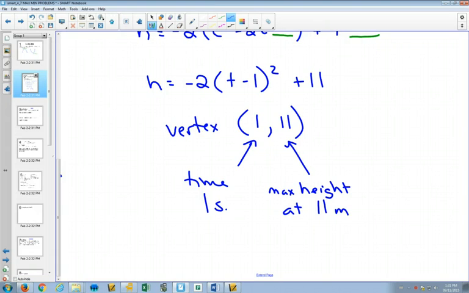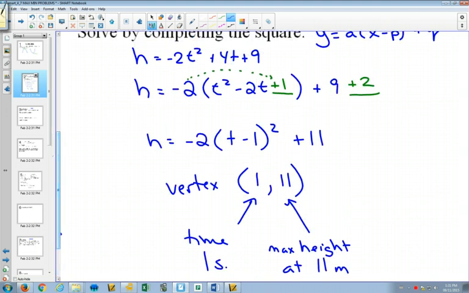Now the height questions are the easiest because an equation is usually given to you, as it was in this case.